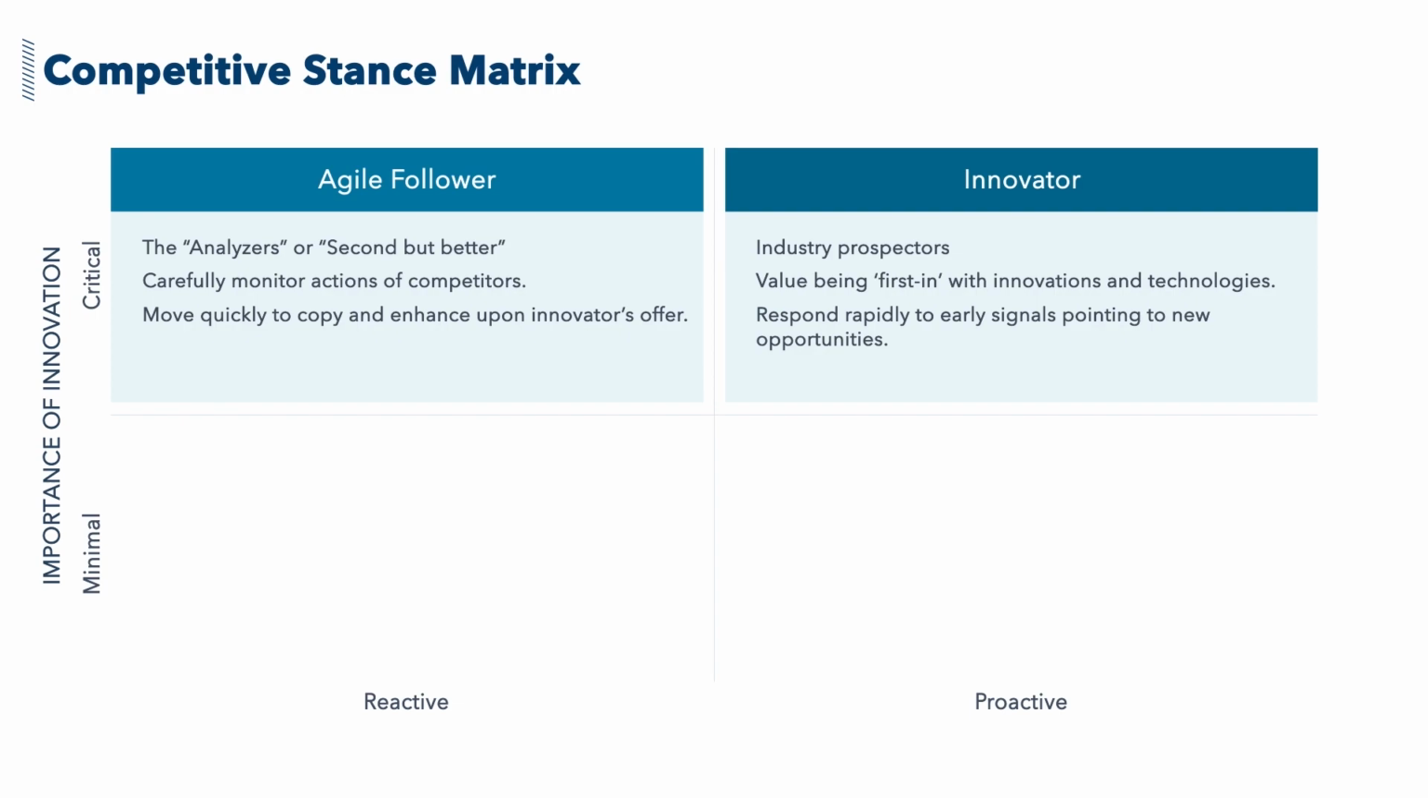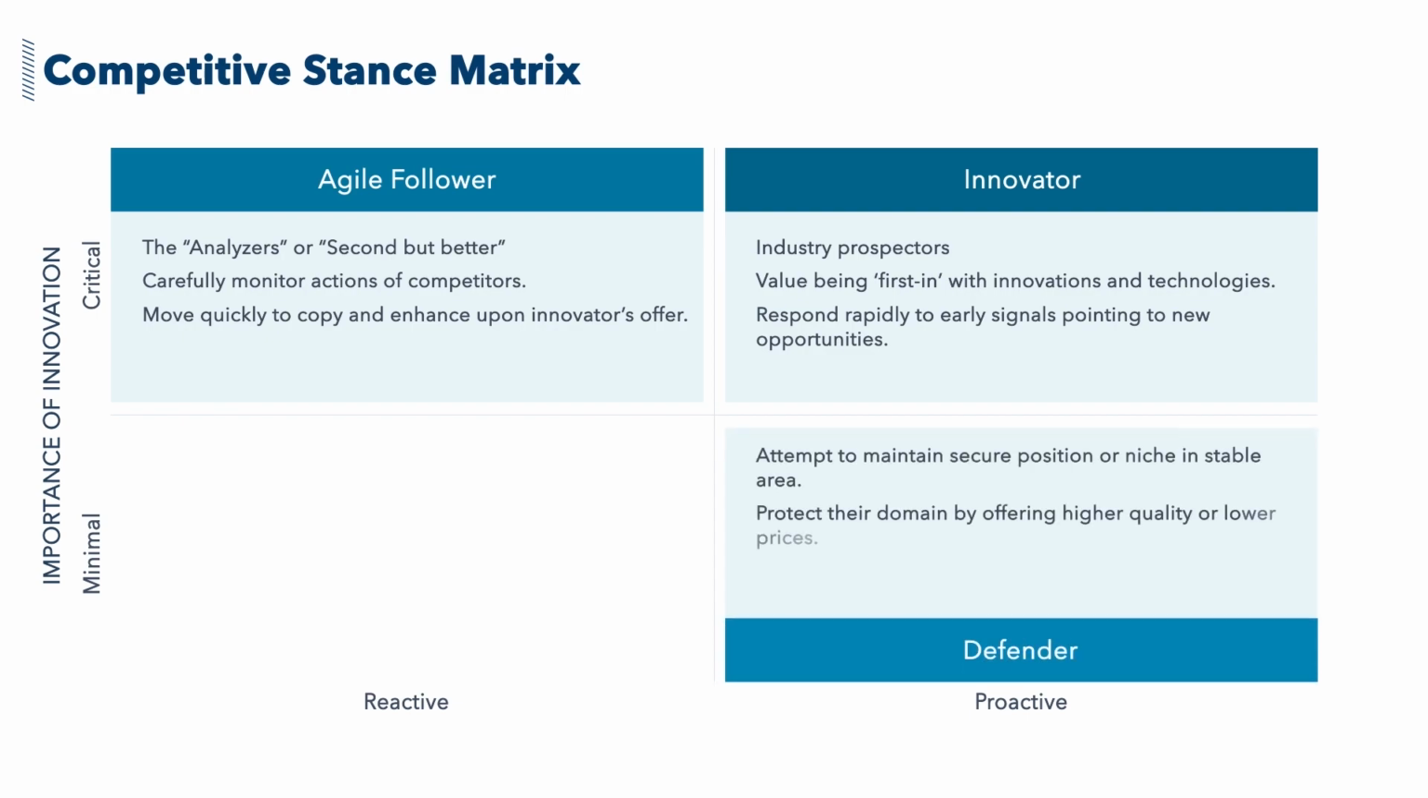The agile followers are analyzers or second but better. They carefully monitor the actions of competitors, and they move quickly to copy and enhance an innovator's offer. Then there are those for whom innovation has minimal importance. Those that are still proactive are called defenders. They attempt to maintain a secured position or a niche in a stable area, and they do everything to protect their domain by offering higher quality or lower prices.